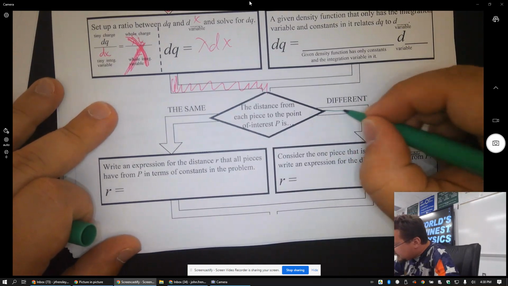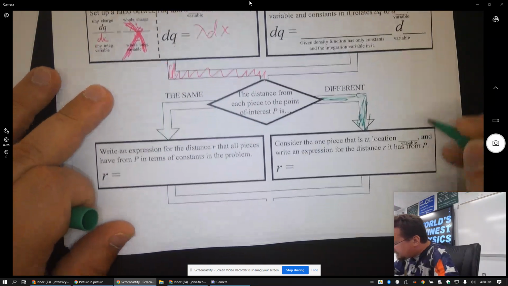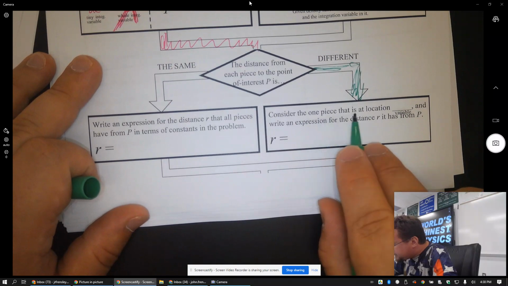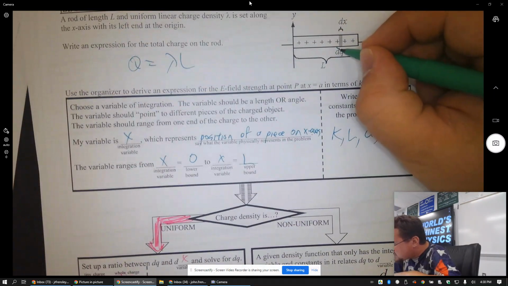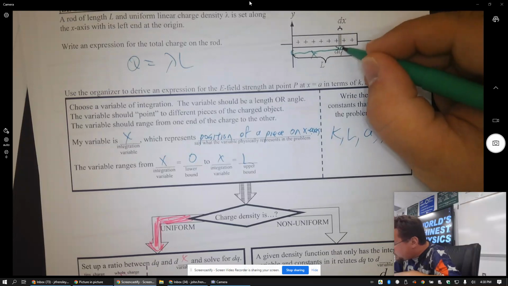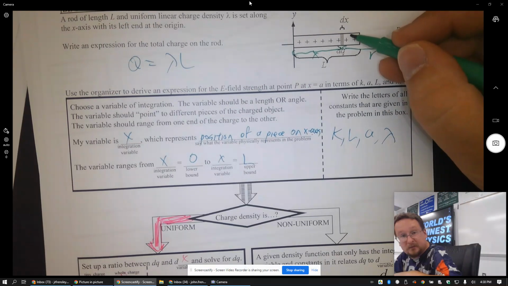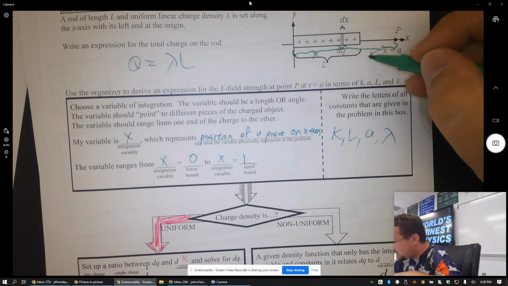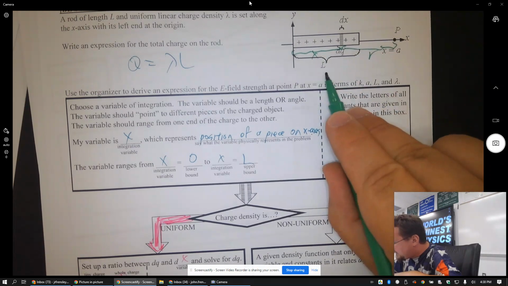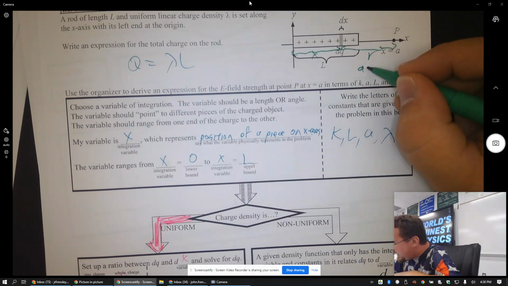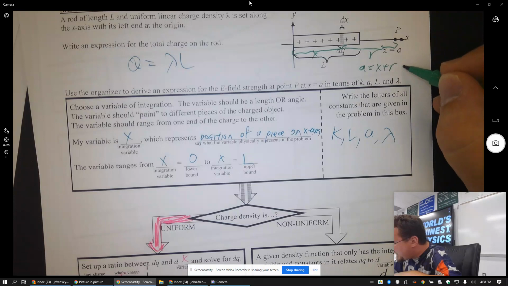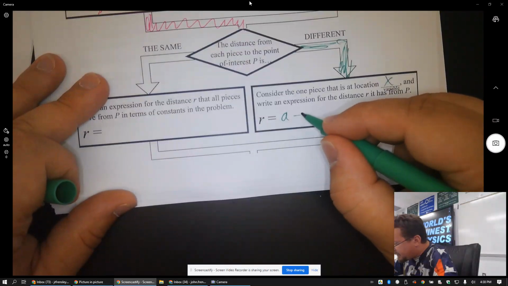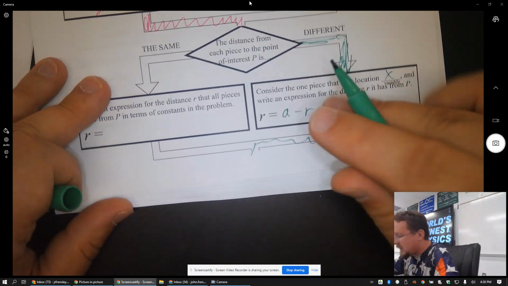All right, so each different distance is different. So I need to have one piece that is at location X. Okay, so here it is. That's one piece that's at location X right there. I need to know what this is. This is R. That's the distance from that piece to the point of interest. So what is this R? Well, R and X together make A. So if A is X plus R, then X should be A minus R. So I'm going to say this is A minus R. Okay, good. We did our job there.